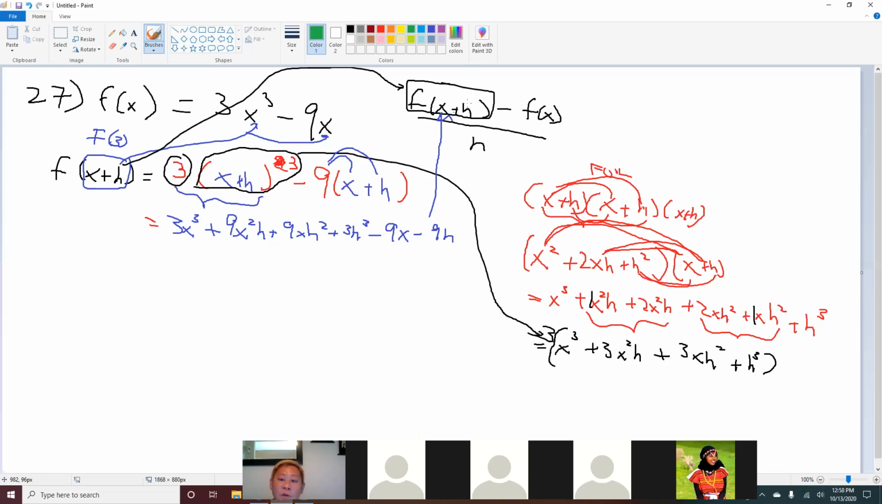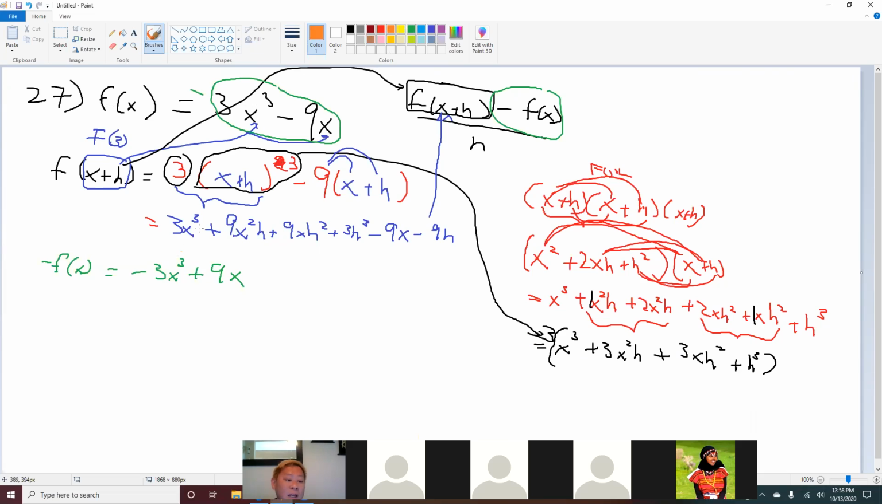And then the next one we need to do is this one, and this one is not tough. What's the meaning of a negative f of x? It means that you take this f of x and put a negative on it. And what happens when you put a negative on it? You change all your signs. So the 3x cubed will become -3x cubed, and the -9x will become +9x. So this is the negative f of x. You just need to change all the signs of the original function.